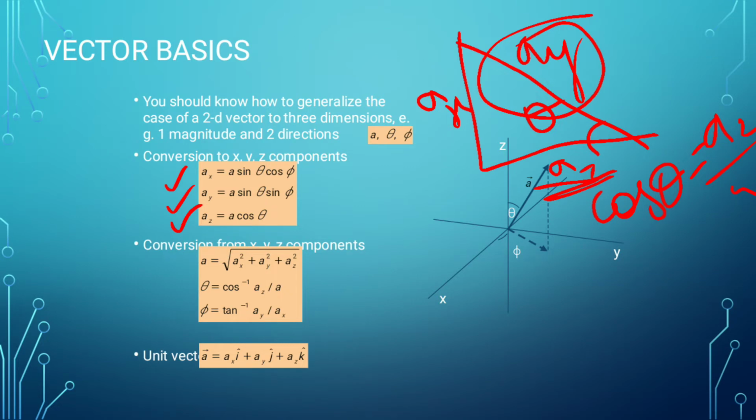Okay, then the unit vector. A vector is represented by this pattern: ax into i cap plus ay into j cap plus az into k cap. What does this i, j, k represent? This i, j, k represents the direction of these components, the direction of these individual elements. So i cap, j cap and k cap represent the directions of ax, ay and az. Okay.